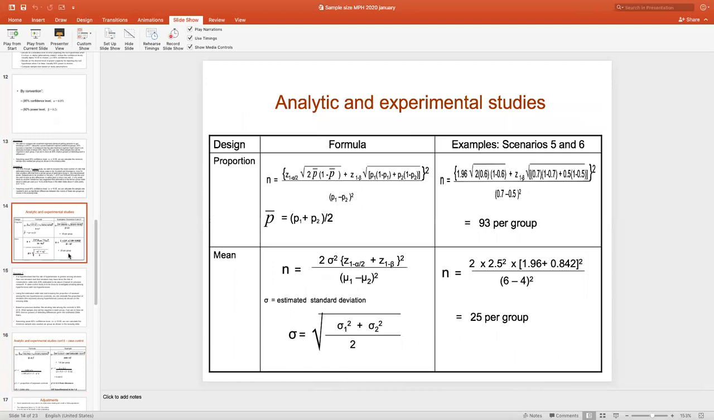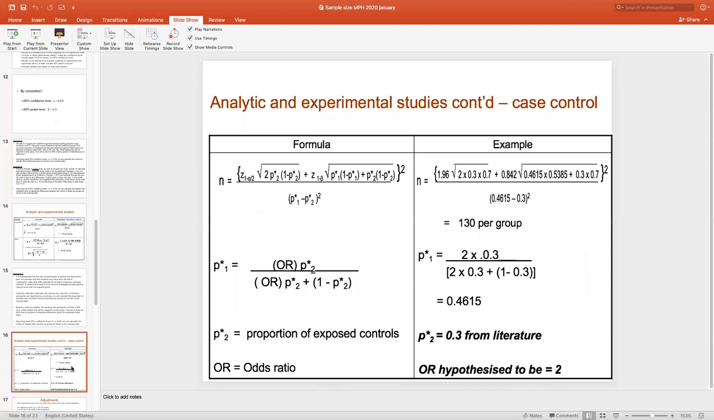Sorry, and one slide ahead. And for the mean, comparing means between two groups, this is the formula that is used. And if I went and I plugged in the data from the scenario that I presented, it would tell me that I need to study at least 25 per group.